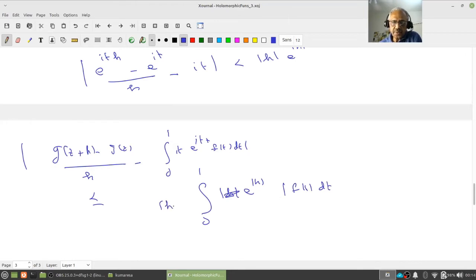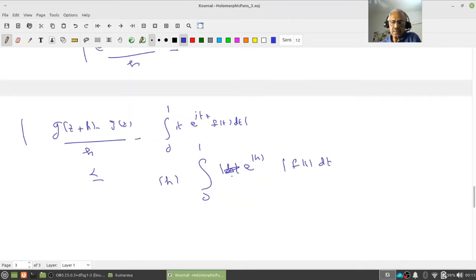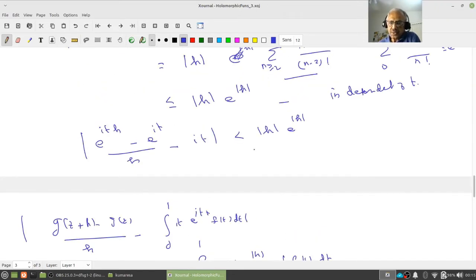This mod h comes out there. And this in turn, again e power mod h, I can write it as less than or equal to mod h into e, because h will be going to 0, and therefore mod h will be going to 0.